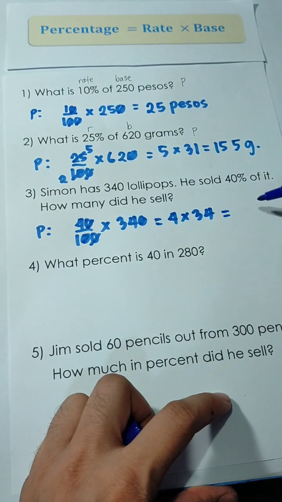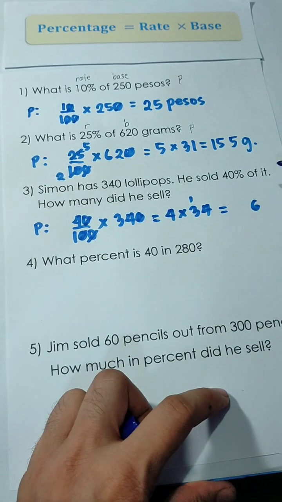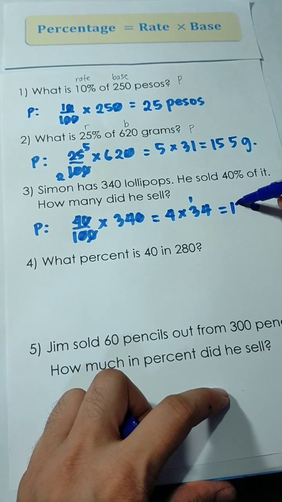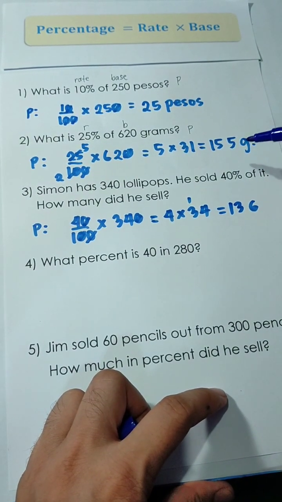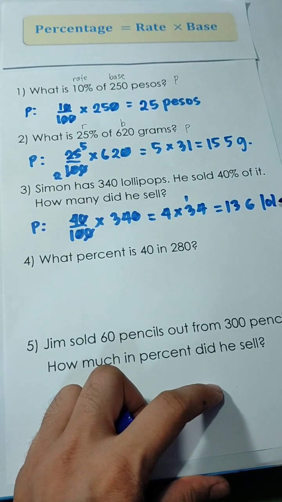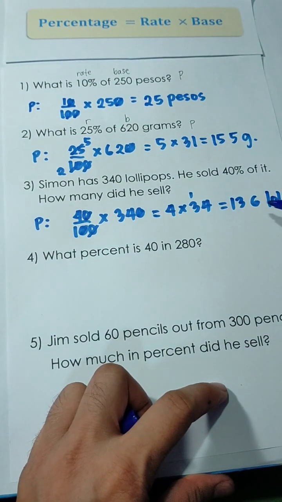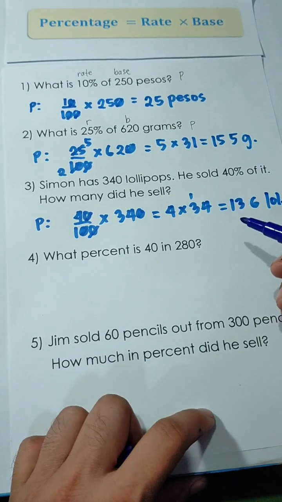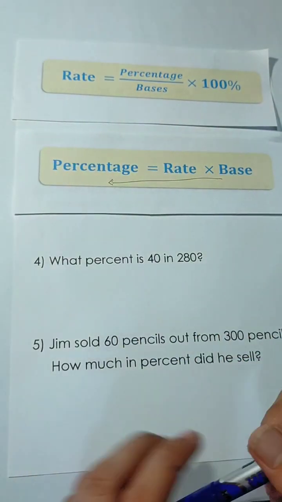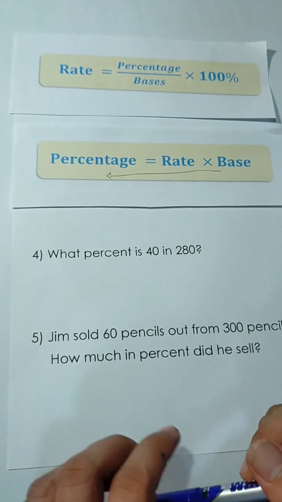4 times 4 is 16. We carry the 1. 4 times 3 is 12, plus 1 is 13. And this is lollipops. Okay, so 40% of 340 is 136.